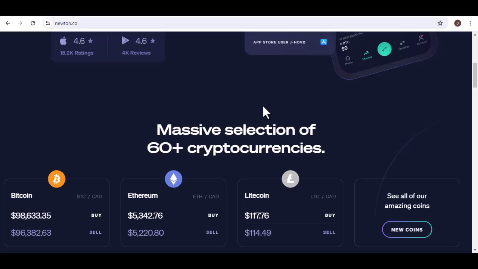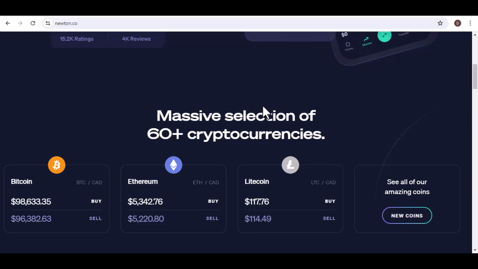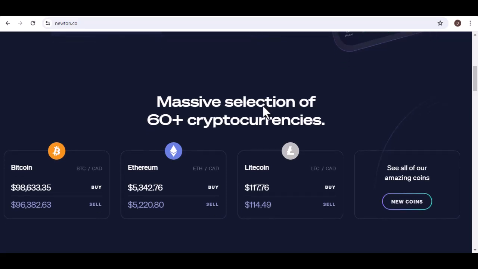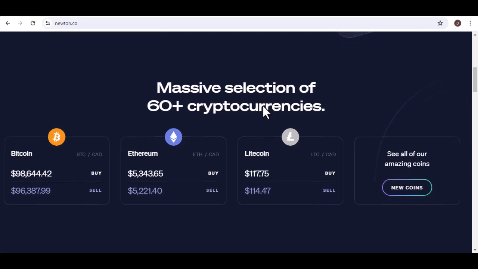Deposit fees. While Newton is known for its user-friendly approach, it's essential to be aware of any potential deposit fees. Some deposit methods might incur charges, so it's always a good idea to review the fee structure before making a deposit.